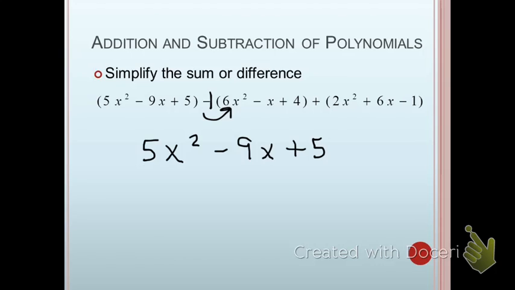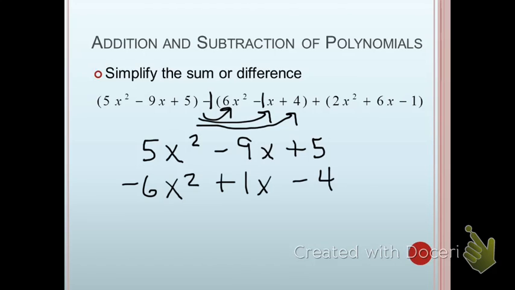Negative 1 times 6x squared is negative 6x squared. Negative 1 times negative 1x is positive 1x. Negative 1 times 4 is negative 4. Now the third polynomial is just being added, so we don't need to change our signs in there. So I'm just going to drop that down. I'm going to put the 2x squared here, the positive 6x, and then the negative 1.